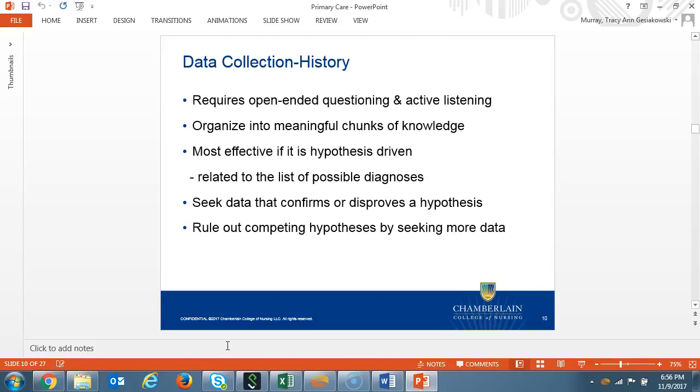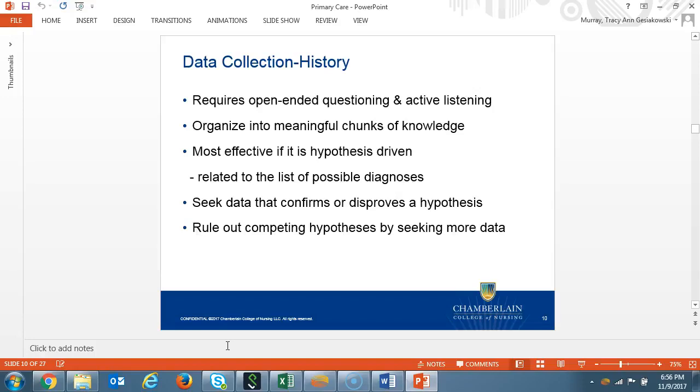Eliciting a detailed patient history through open-ended questioning and active listening offers critical clues to determining a diagnosis. Obtaining a meaningful history involves collecting subjective information and organizing it into meaningful chunks of knowledge. Data acquisition in history taking is most effective if it is hypothesis-driven. In other words, when the information selected and gathered is related to the list of possible diagnoses.